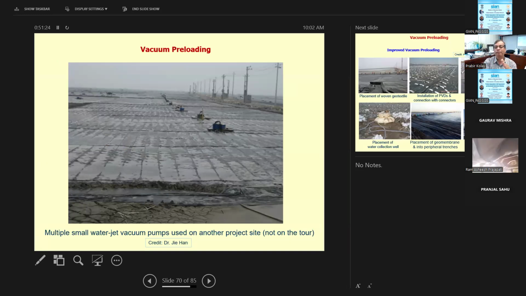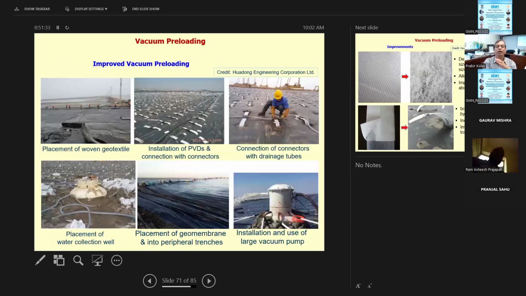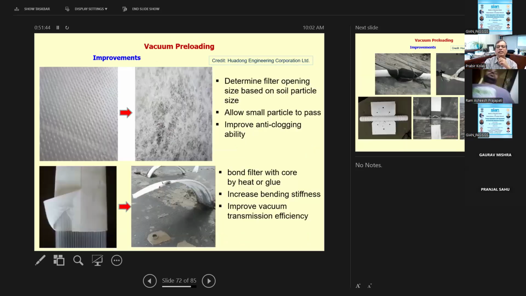So these are the different pumps you see, and below there is a vacuum geomembrane, and a little bit of surcharge. And this is how the vacuum preloading looks, and what the connections are, and you also see the large vacuum pump to release the water. This is the vacuum preloading. We'll talk about it in more detail.